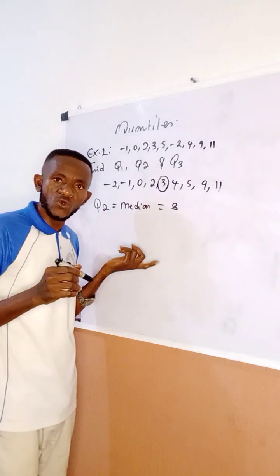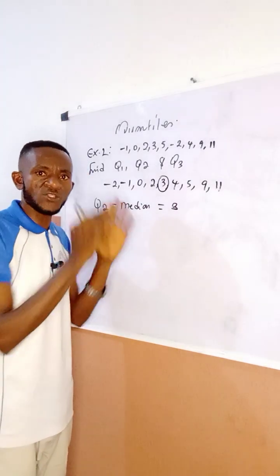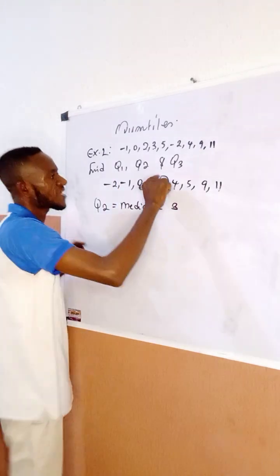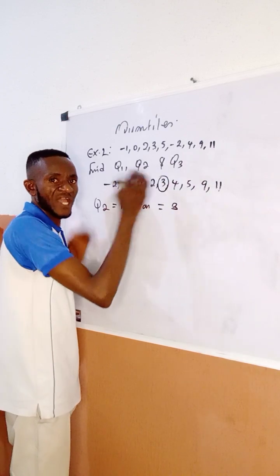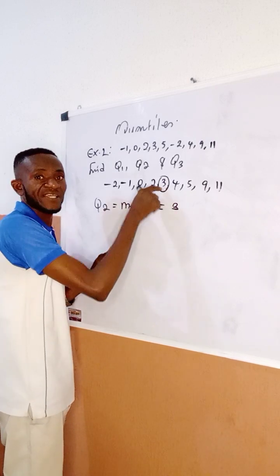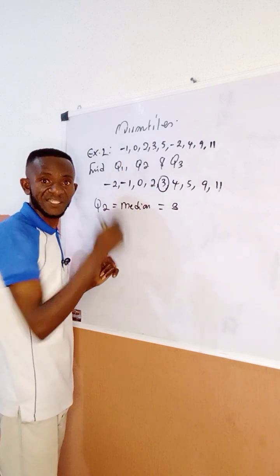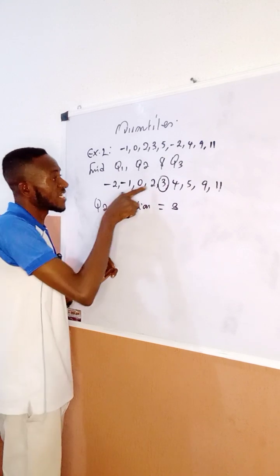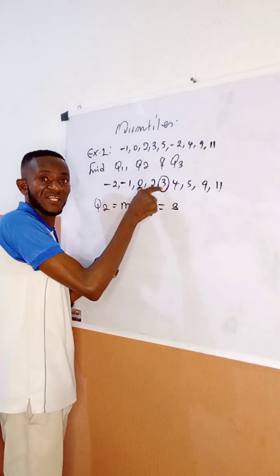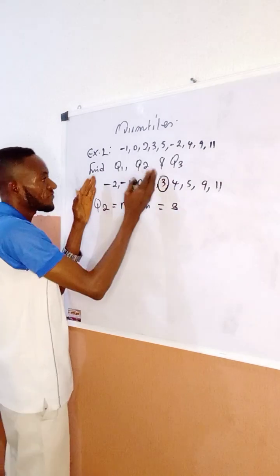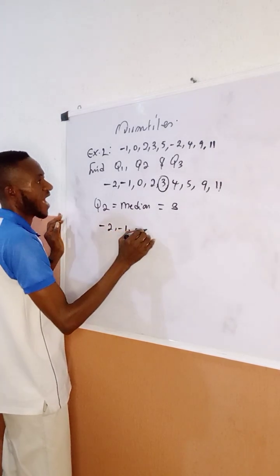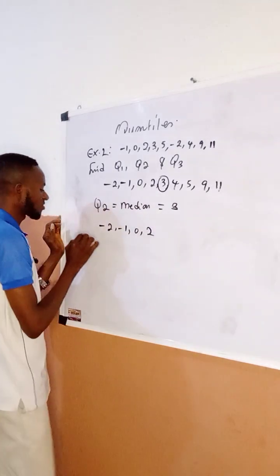Then for me to find my Q1 and Q3, we are told to get the median of the first half of the data set. Here is the median that has divided this into 2 halves. I'll concentrate on the half lying below it, because fortunately this 3 is part of my data set. I'm not going to include the 3, because 3 is equal to 3 and doesn't lie below 3. So the first half of my data becomes minus 2, minus 1, 0, and 2.